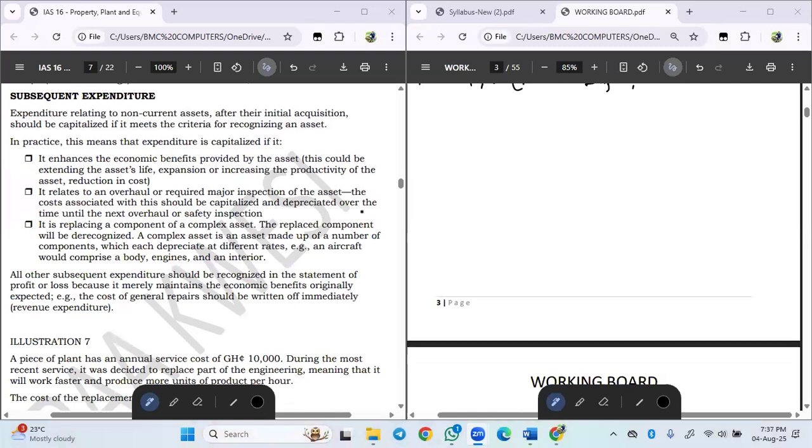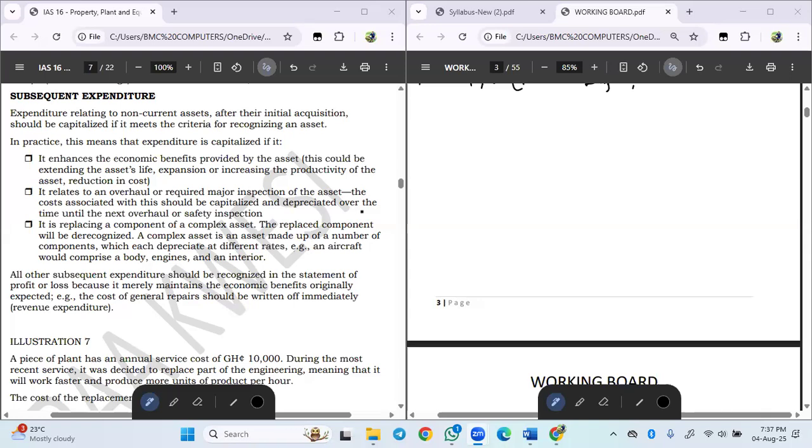Subsequent expenditure. So maybe you're having a motor vehicle, and we've already determined the cost and everything. Let me use plant. You've added the installation cost, the legal fees, and the site operation costs to determine the cost of that plant. Let's say in 3 years' time after buying the asset, you incur cost on that particular plant. Normally the cost that you incur on the plant should be expensed. That means revenue expenditure. It should be charged to the P&L. That's what we call revenue expenditure.